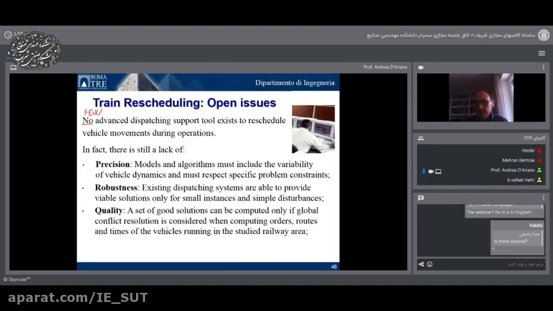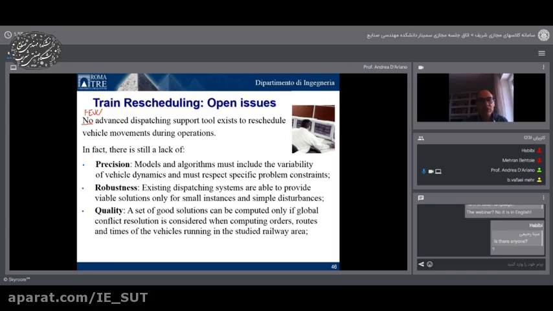Another problem is quality. When I was discussing with the infrastructure managers in the Netherlands, they showed me their tool to reschedule trains. Basically, their tool was a combination of local rules, like the first in, first out rule that we discussed before, or other very simple rules. But it was very myopic because every time it was looking at a pair of trains in one special piece of track and taking decisions without having any knowledge of the consequences of these decisions on the other trains. So the point here is how do I ensure the quality of the solutions?